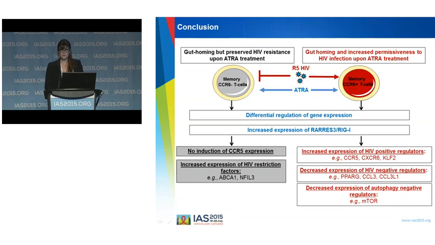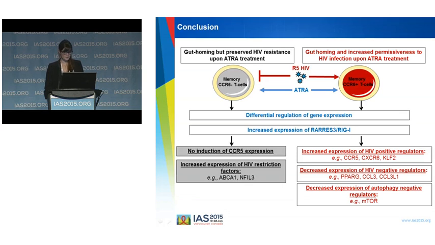So in conclusion, ATRA modulates gene expression in two subsets, but the induced transcriptional program is distinct. In CCR6 negative T cells, we do not observe diminution of CCR5 expression, but an increase of HIV restriction factors, ABCA1 and NFIL3, involved in the negative regulation of Th17 polarization.